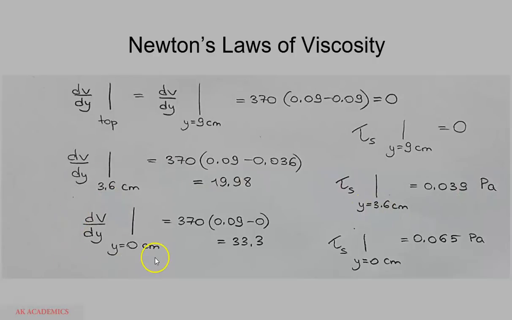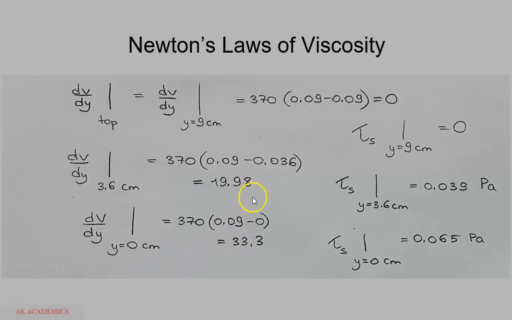Also, the velocity gradient when y is equal to 0 would be equal to 370 multiplied by (0.09 minus 0), and that gives us 33.3. So at that point, you can see that we have the highest velocity gradient. And don't forget, we said that when we have the highest velocity gradient, that is where we have the highest shear stress.